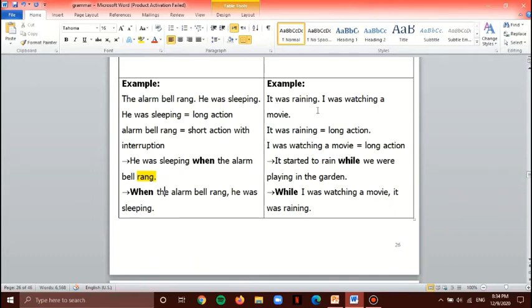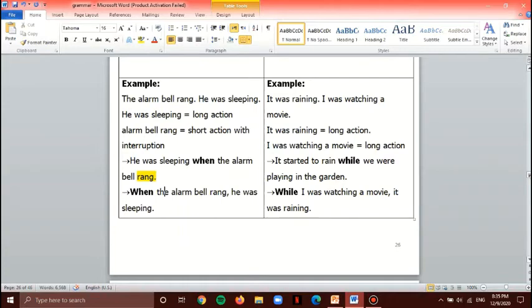For example, it was raining, I was watching a movie. Okay, so the first action, it was raining. The second one is I was watching a movie. So these are both two long actions, right? They are both long. Do they interrupt each other? No. It was raining outside and I was watching a movie. So how am I going to use while here? While I was watching a movie, it was raining. So I put while before any long action. These are both long actions, and they do not interrupt each other. I can also say while it was raining, I was watching a movie. Okay?